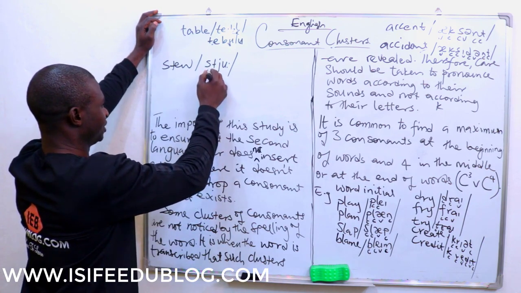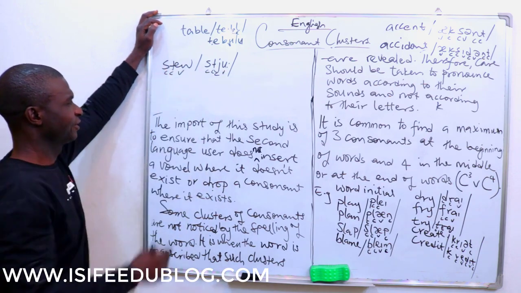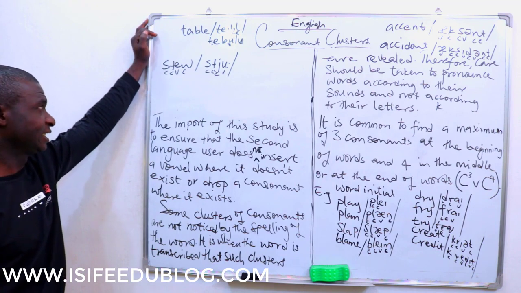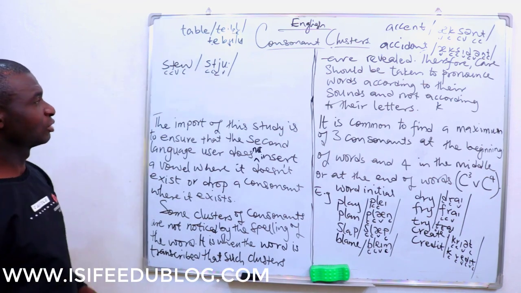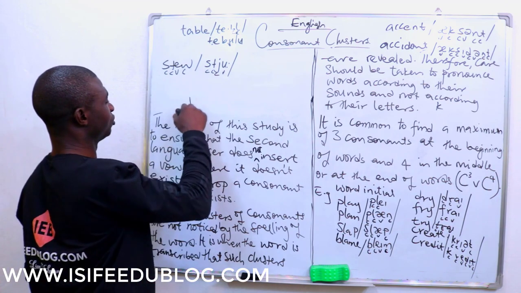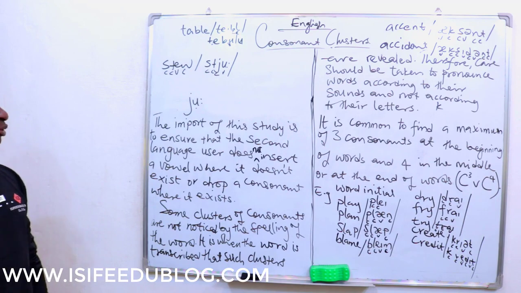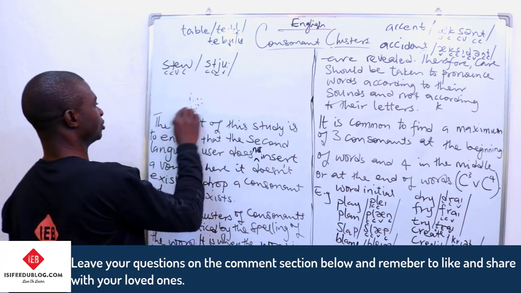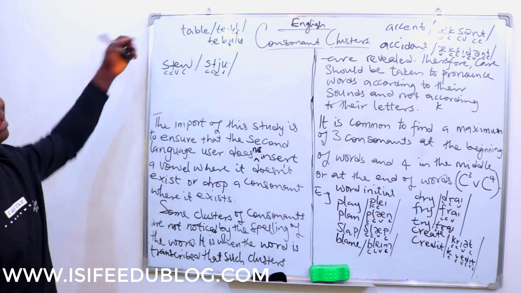Stew, therefore, is C, C, C, V in transcription. But if you look at the spelling, it is C, C, V, C. That's for the spelling. But in the transcription, it is only C, C, V, which means the W, which you see, joins with the E to give you U, a consonant and a vowel. So the W is not pronounced as "way" in that word. So in stew, you have a consonant sound that cannot be seen by the spelling.